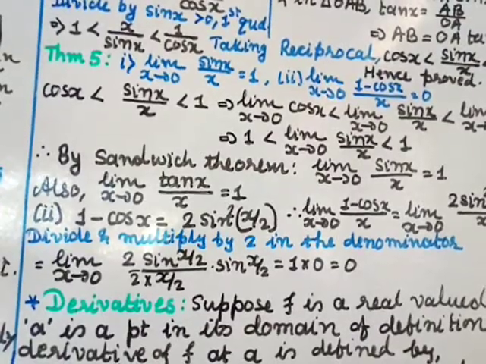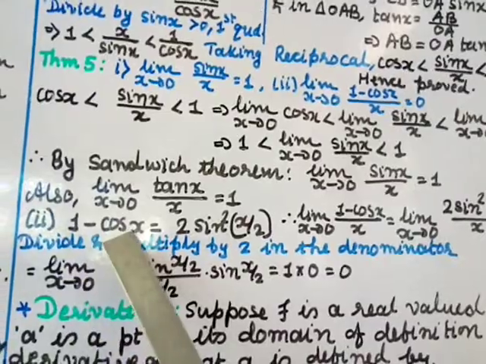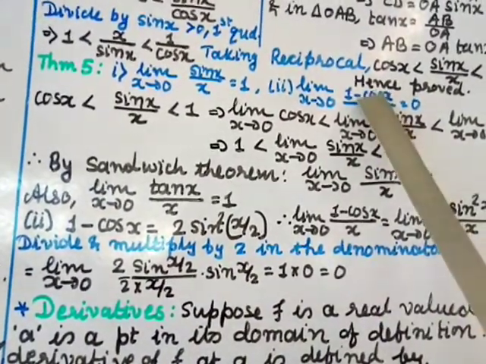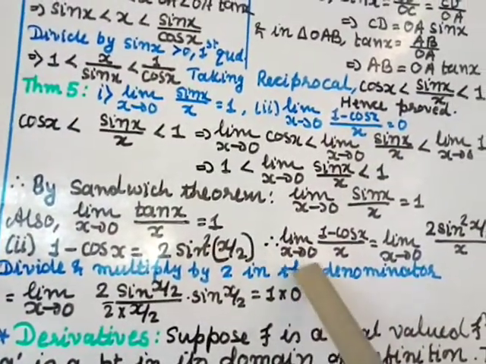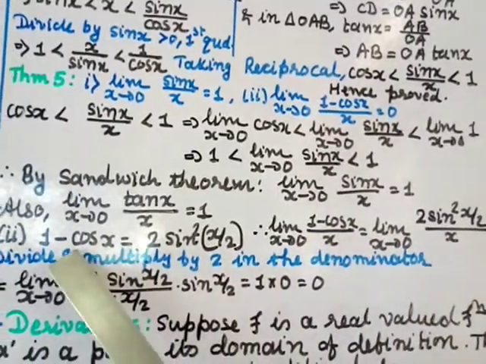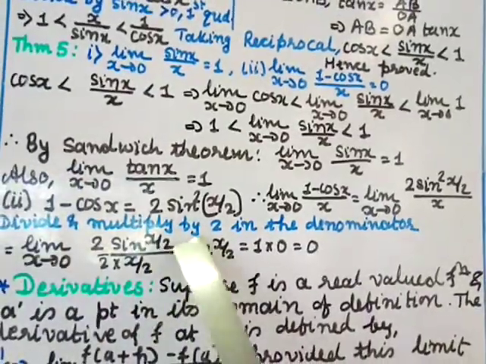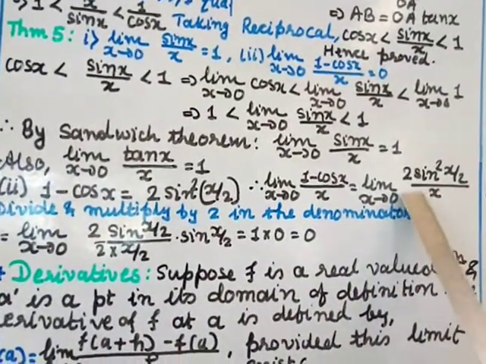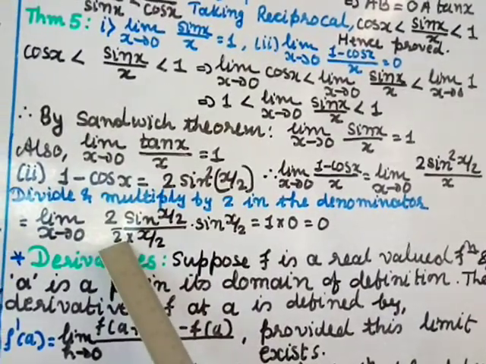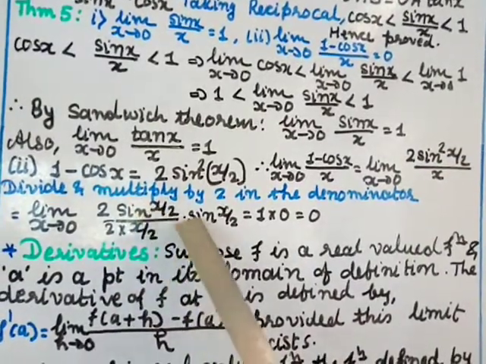Now let us prove the second part. For that we shall use the trigonometric identity, that is 1 minus cos x equal to 2 sin square x by 2. This we have done in chapter 3. Now take your given function, limit x tends to 0 1 minus cos x by x equal to limit x tends to 0, put this value for 1 minus cos x, 2 sin square x by 2, divide by x. Now divide and multiply by 2 in the denominator, I have done here, divide by 2, multiply by this 2 cut. So what you get here, and this sin square x by 2 you can write as sin x by 2 into sin x by 2.